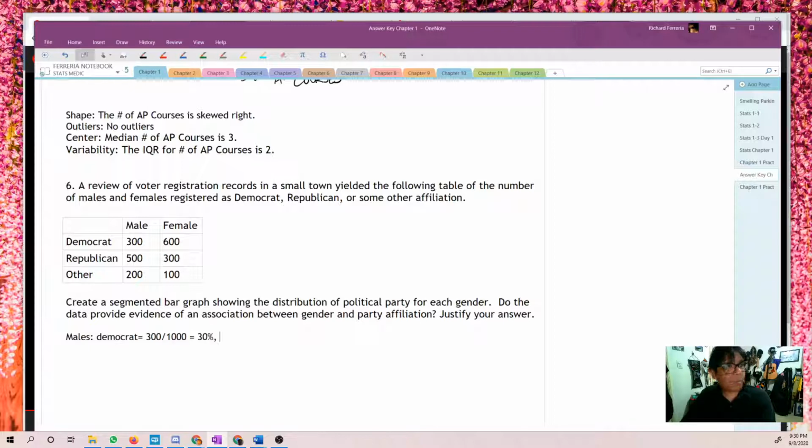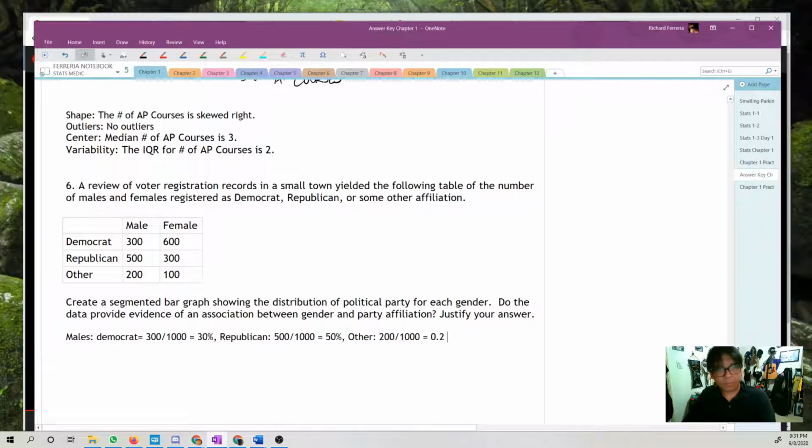How many males are Republican? Well, that's 500 out of 1,000. And I don't think you need to be too much of a genius to see that that's 50%. 50%. And then what about other? Well, that's going to be, what is that, 200 out of 1,000? Yeah, 20%. So that is our distribution for the males. It's a conditional distribution, really, because it's on the condition that we're looking only at males. Let's do the same thing for the females.